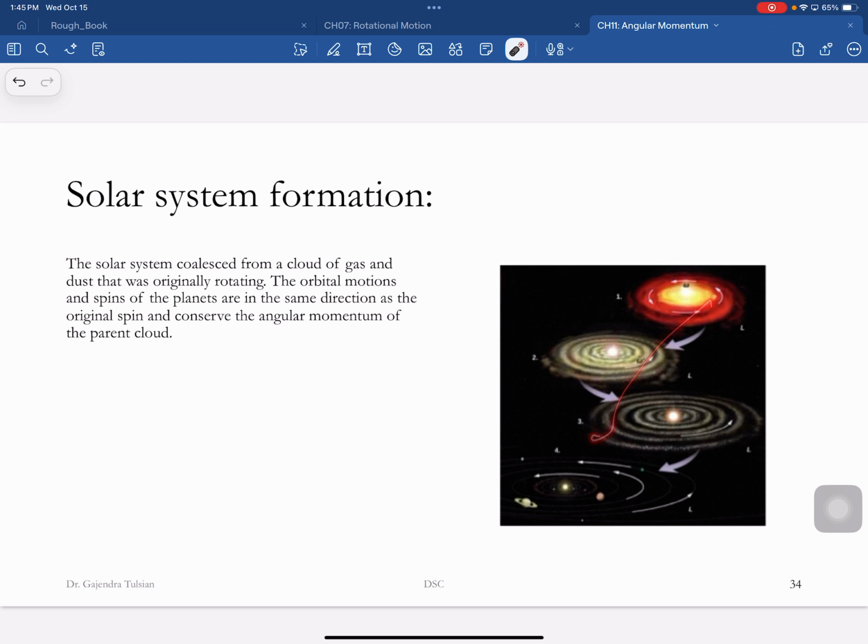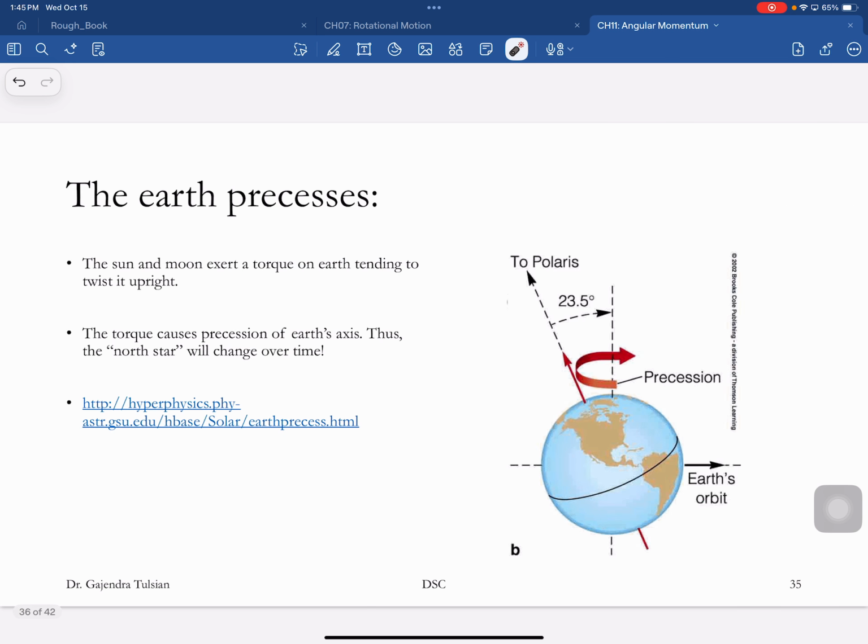We talked about the solar system. The angular momentum of this system has been constant for 5 billion years. All right, so here's a very spectacular example of precession.